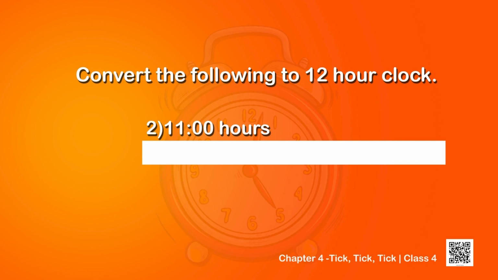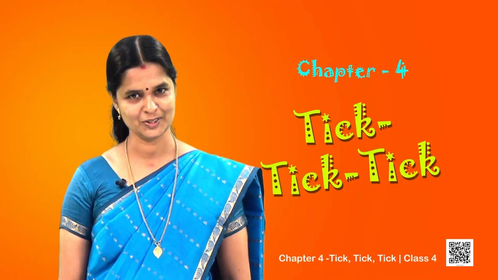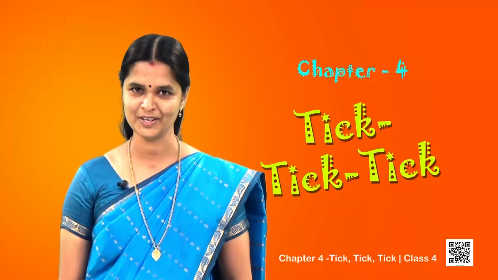Next one is 11 hours. Now, this is less than 12. That means it is morning 11 o'clock. What will be the time in 24-hour clock? Correct, it will be the same. No change. So, how will you write it? 11 hours is equal to 11 a.m. Correct. Hope you have enjoyed today's class and learnt many new things.